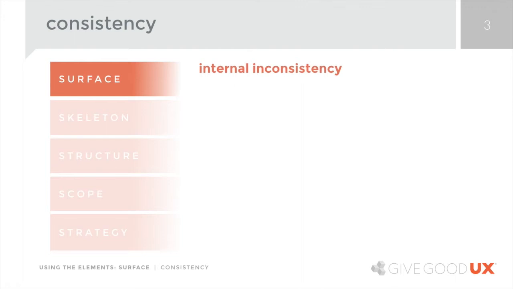Internal inconsistency is when different parts or different screens of the same application or the same system or the same site reflect very different design approaches. You're in one single site, one single system, and you get different results from doing different things.